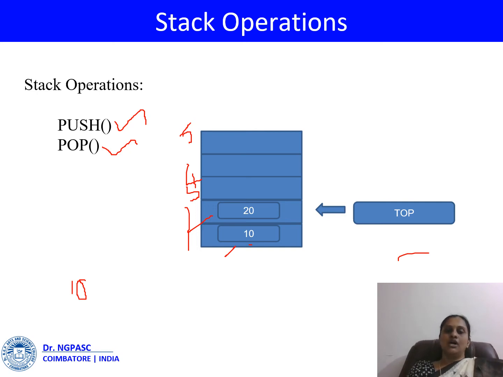During the push operation, you have to keep two things in mind. First you update the top pointer, then you insert the data. During the pop operation, you just delete the data and decrement the top pointer. For push, you increment the top pointer, and for pop, you decrement the top pointer. These are the two basic operations usually done in the stack.